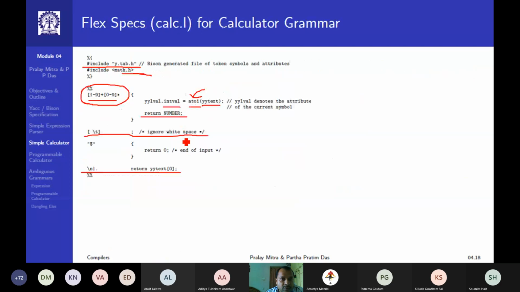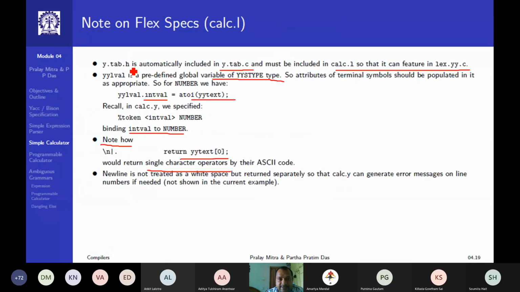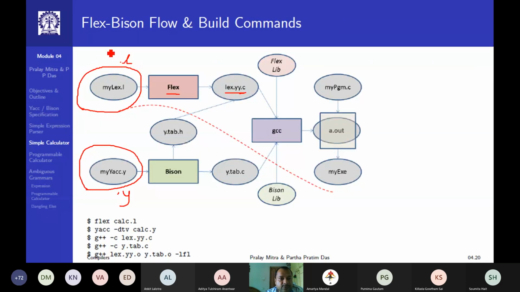I am going back. So in this line you included y.tab.h. Going next. Since it was included here, after the flex utility it will be in lex.yy.c. And who will generate y.tab.h? It is Bison. You see the arrow. So Bison will take my Bison .y file as input. By default, it will generate two files, one header file y.tab.h and another .c file y.tab.c.